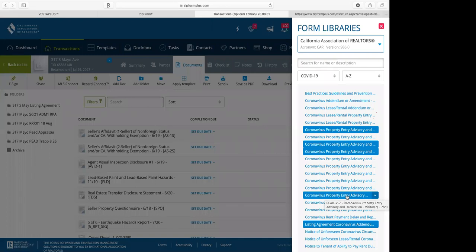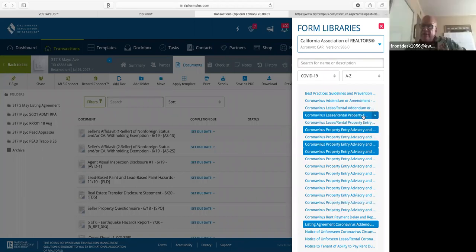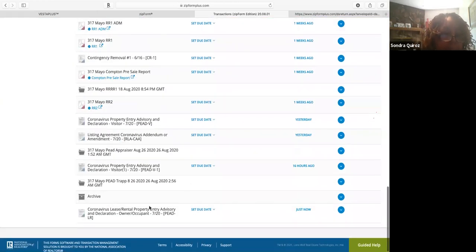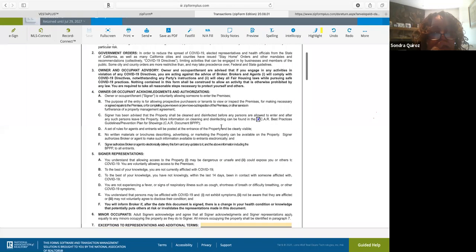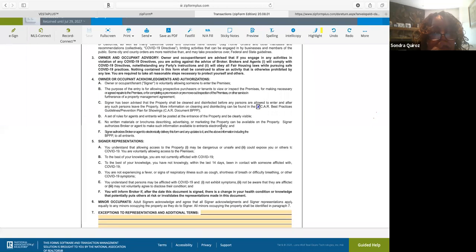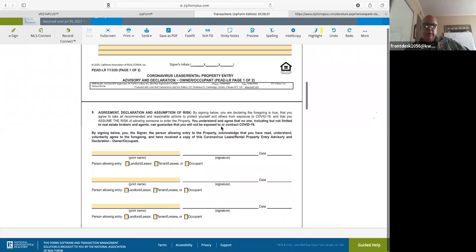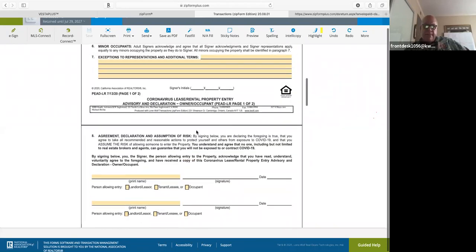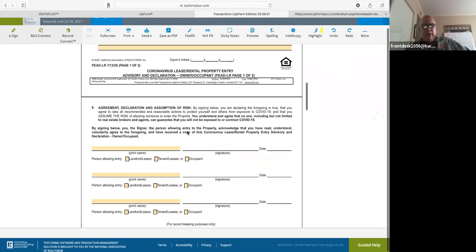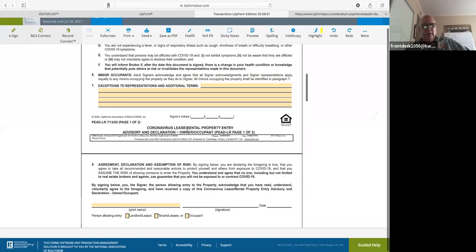The PED is for both. That's what I use. So this coronavirus lease rental property, let's look at that one. Entry advisory. Let's check this. I think this one is for owner occupied. Oh, sorry. So this one, I would use this one for, like, if you've got a, oh, wait a minute. This is personal line entry. That one's for owner occupied.